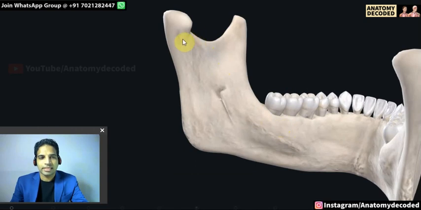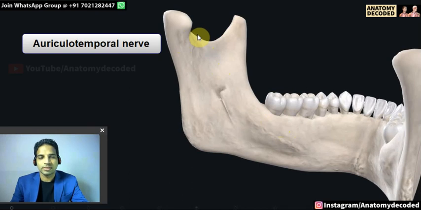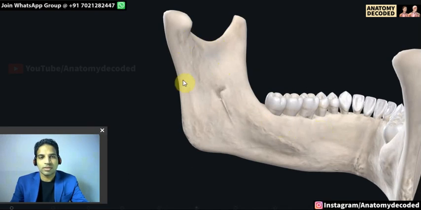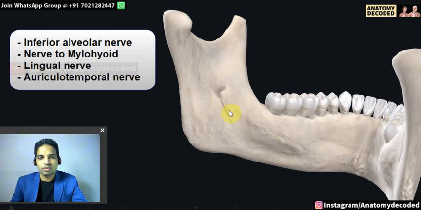Then here, just below the third molar tooth, there is a nerve related, that is the lingual nerve. Then along the inner aspect of the neck of the mandible, there is a nerve related called the auriculotemporal nerve. So four nerves we have covered along the inner aspect of the mandible. I'll repeat again: inferior alveolar nerve, nerve to mylohyoid, then lingual nerve, and auriculotemporal nerve. These four nerves are seen along the inner aspect of the mandible.